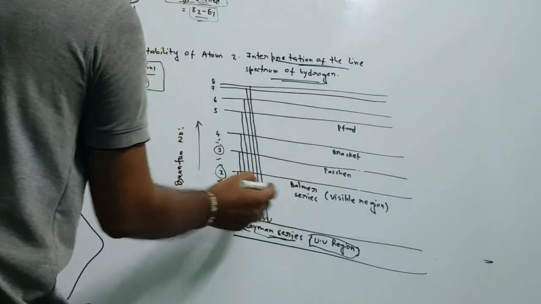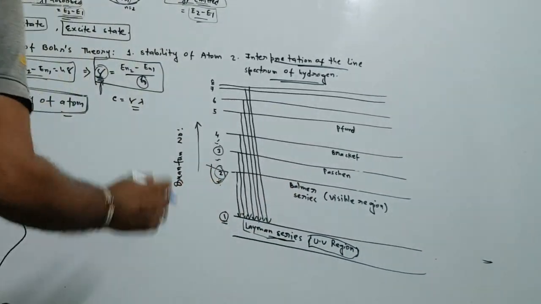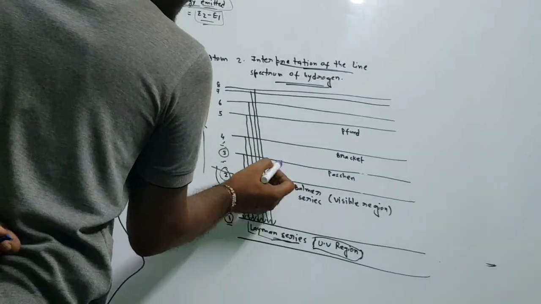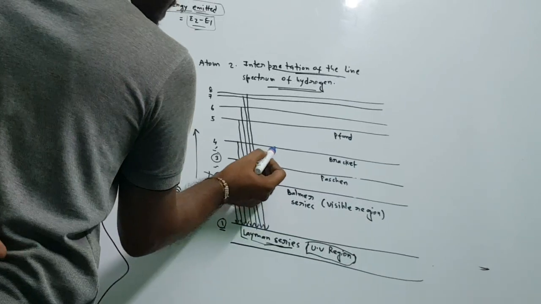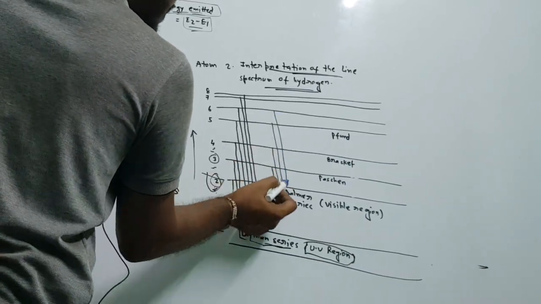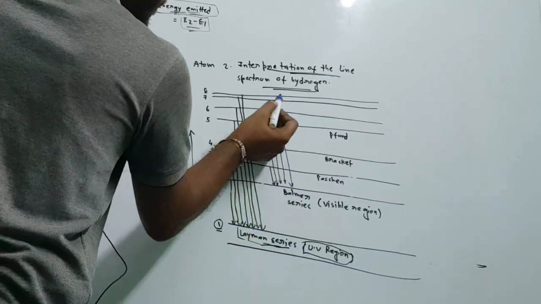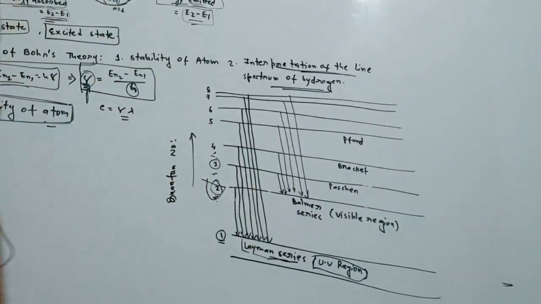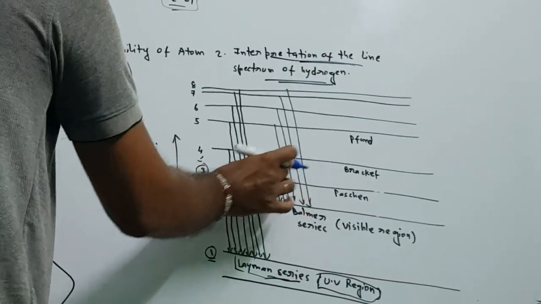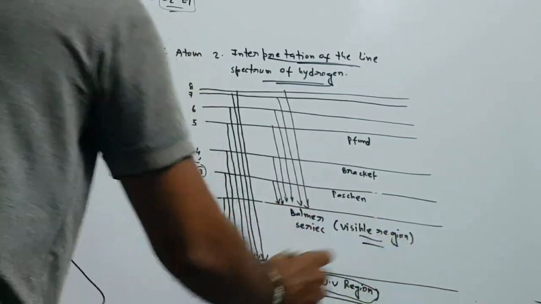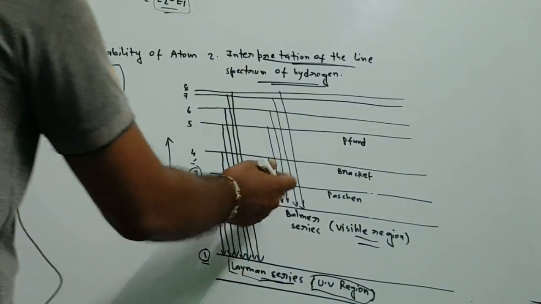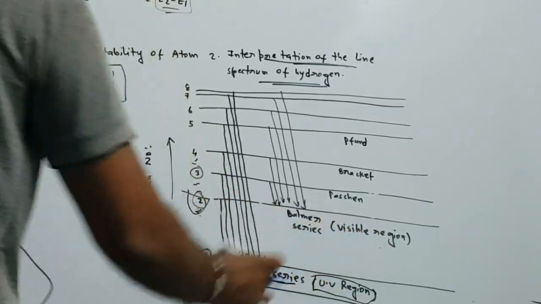Now the Balmer series means the electron ends in the second orbit. The electron can come from n equals 3, 4, 5, 6, and similarly from 7 and 8. We get a separate region, known as the visible region. So the Balmer series lies in the visible region.